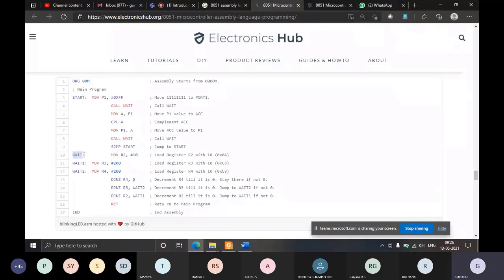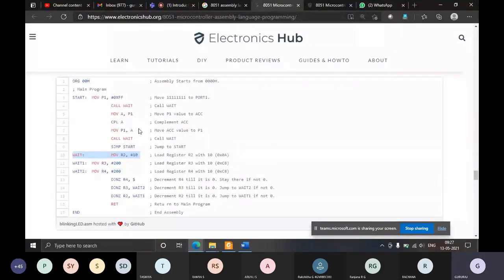So from here you are directly jumping to this instruction. How was it possible? Because you have used the label here. As soon as you execute the instruction call wait, the execution will jump from this instruction to this label, wherever the address is pointed to by this label. In this case, it will jump to location 10, and it will execute the instruction MOV R2, #10.